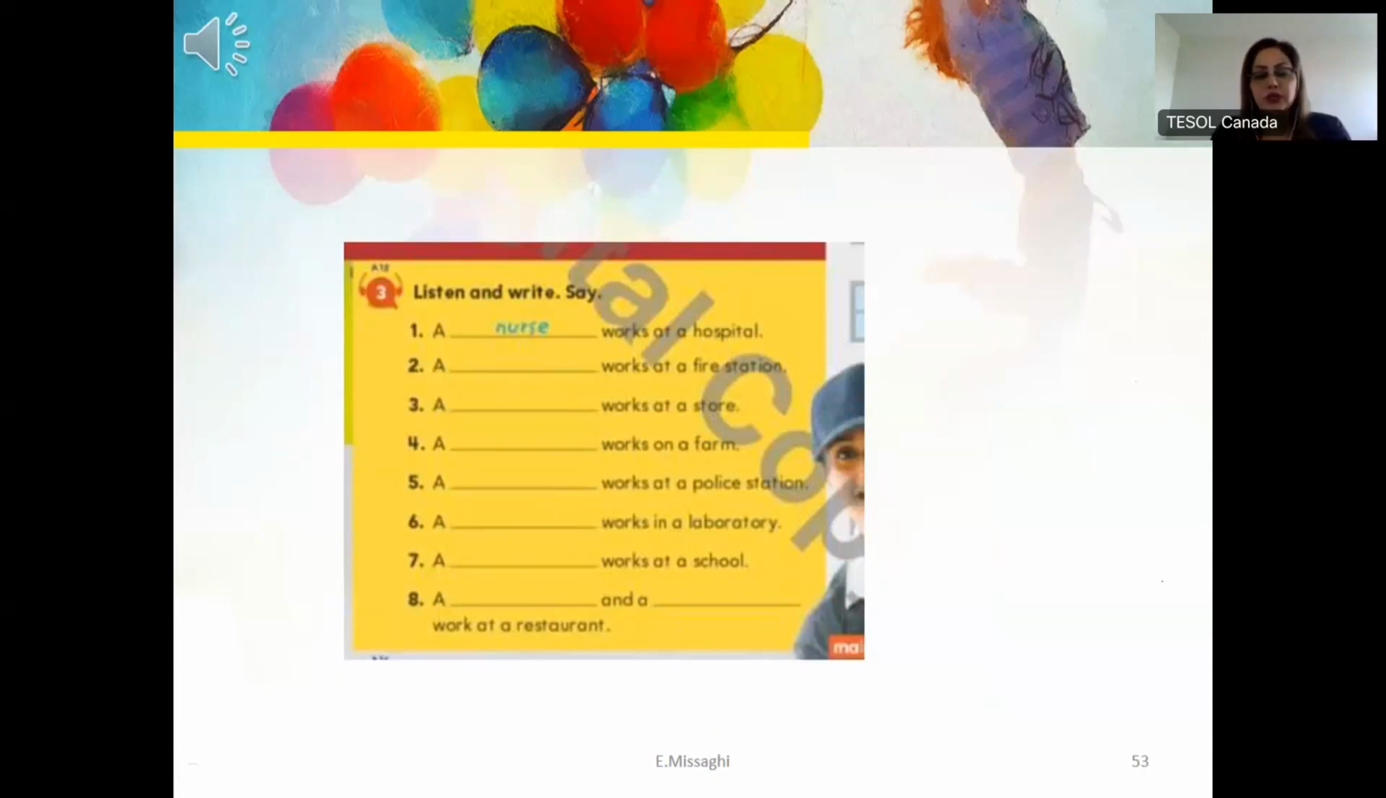Where does a nurse work? He works at a hospital. Or she works at a hospital. Who works at a fire station? A firefighter works at a fire station. So that is bottom-up. They learn new words. So we have different kinds of listening.